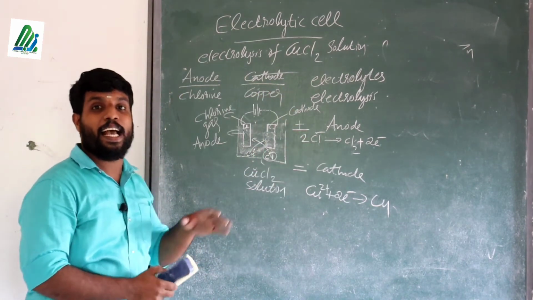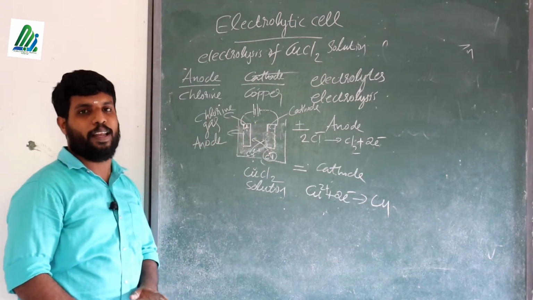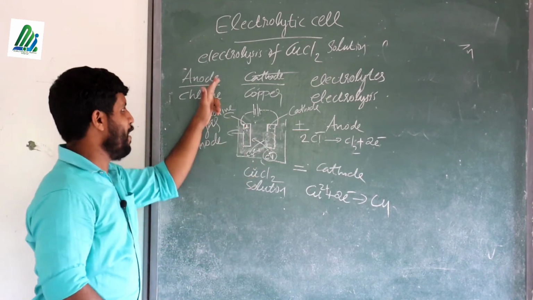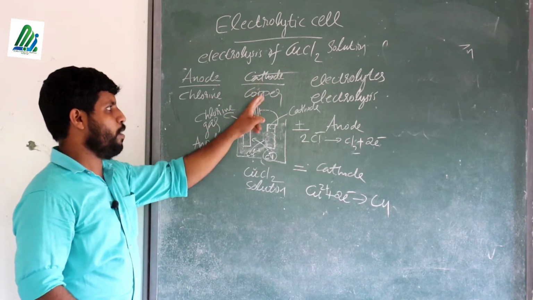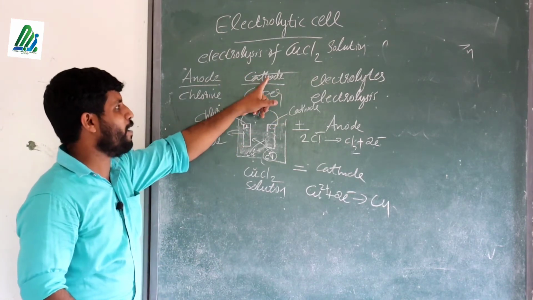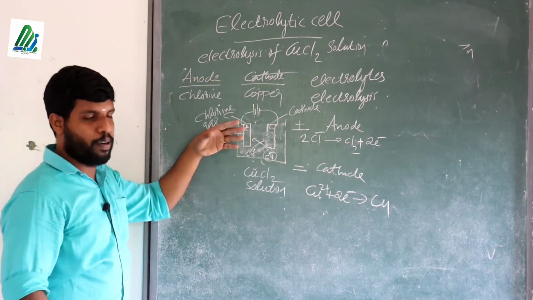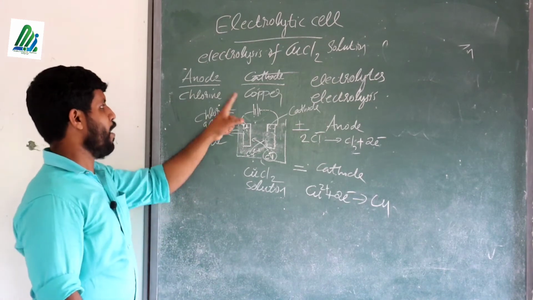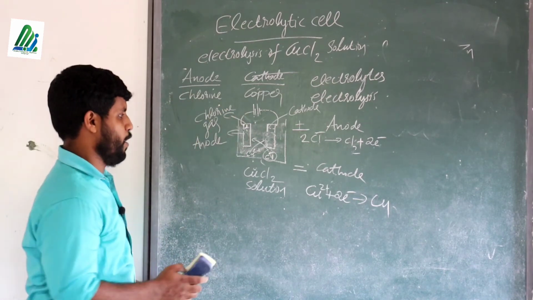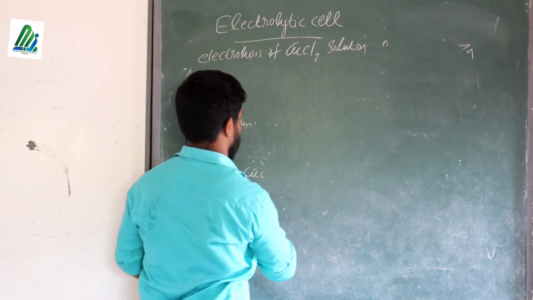One more thing: which are the anode and cathode? The anode is graphite and the cathode is also graphite, or platinum. The product obtained at the anode is chlorine, and at the cathode it is copper. The cathode itself is not copper. That is important. Then one more example we are going to explain here.